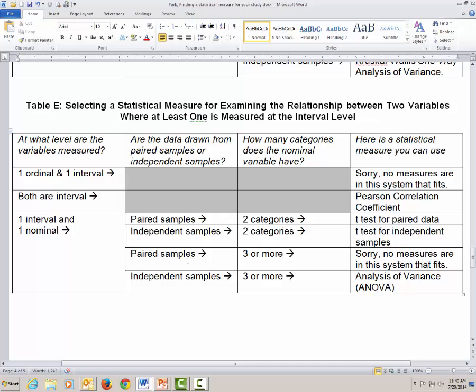If you have paired samples but 3 or more categories in the nominal variable, you do not have a measure in this particular system for that. But independent samples with 3 or more categories, you have analysis of variance, often referred to as ANOVA, as an appropriate statistic.